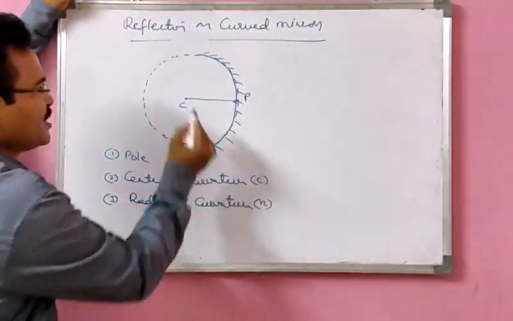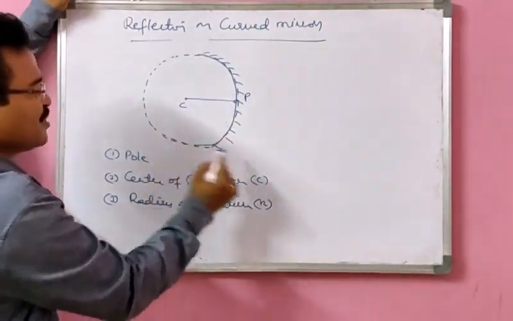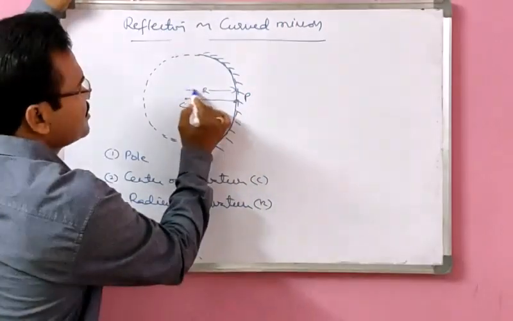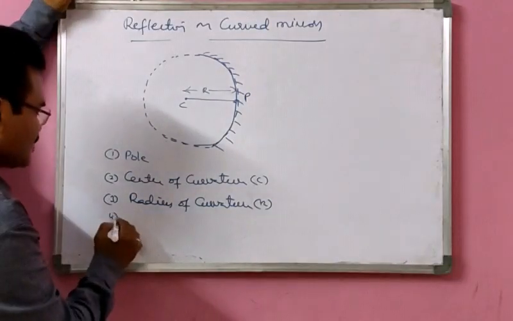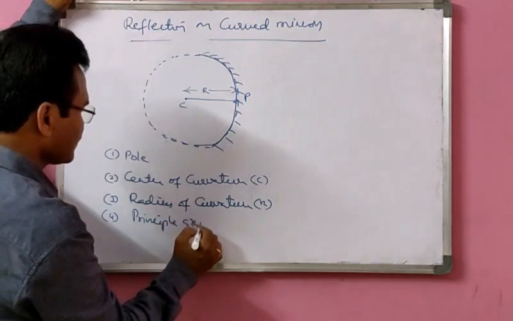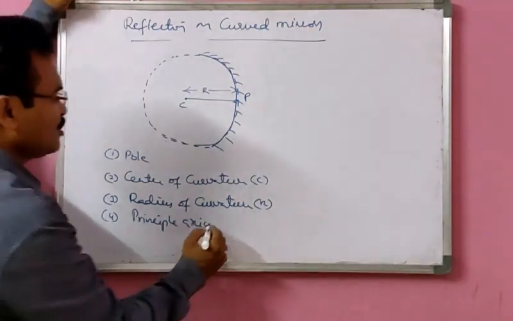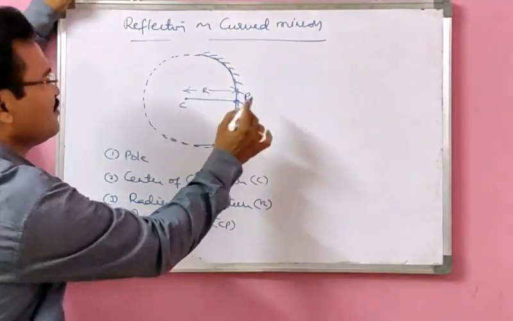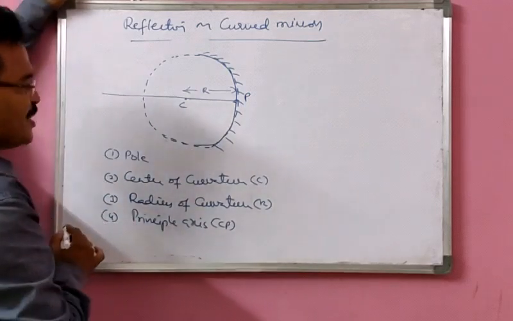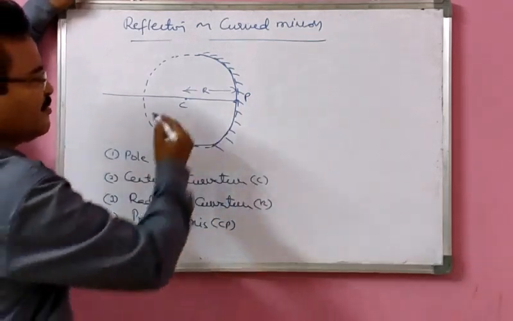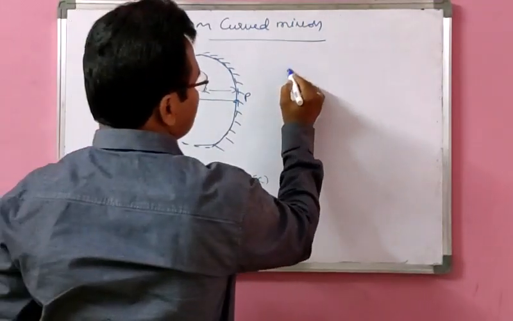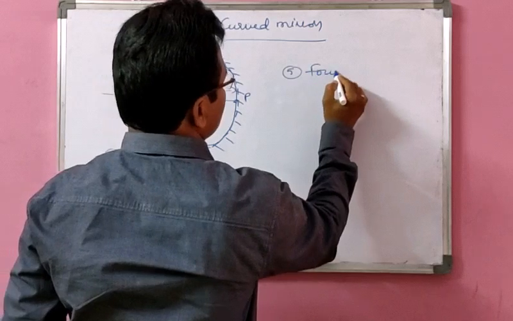Third one is radius of curvature. The distance between C and P, that is center of curvature and pole, is called the radius of curvature. Fourth one is called principal axis. The line joining the center of curvature and the pole of the mirror is termed the principal axis. You can extend it on either side. Fifth one is focus.